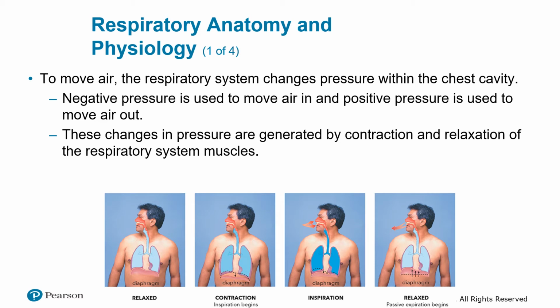So, we're going to look at a little bit of anatomy and physiology again. We have that negative pressure system and positive pressure system. That negative system moves air in, and that positive pressure is used to move air out. And it's generated by the contraction and relaxation of all the respiratory system muscles.